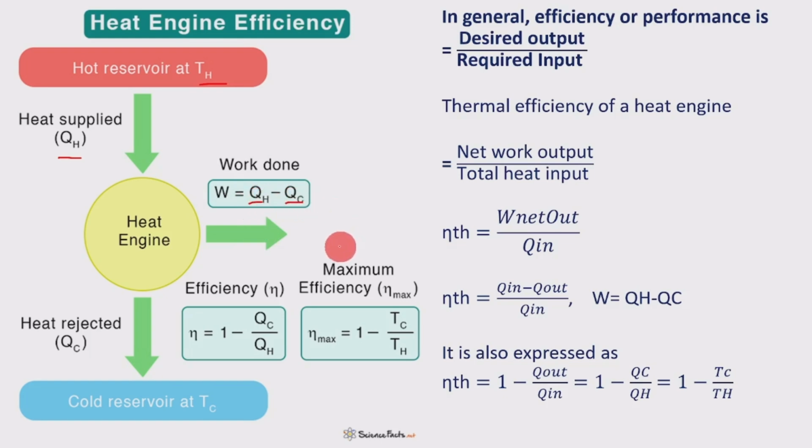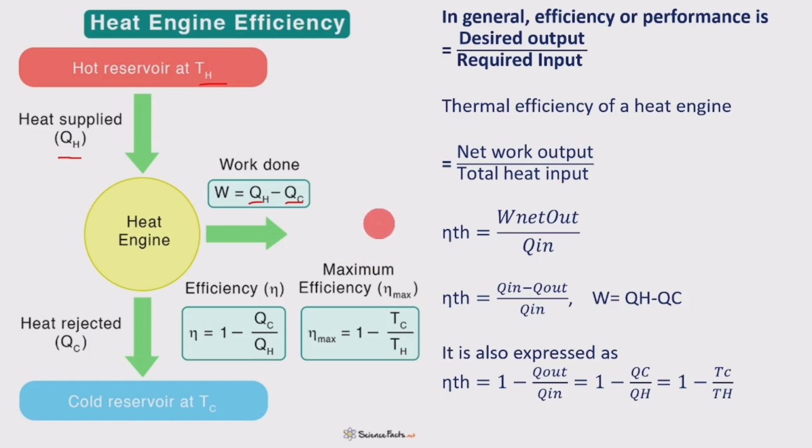Then generally we know that the efficiency will be the output to the input. The output is the work done required. Then the input is the heat supplied. Therefore, this can be taken as QH minus QC by QH, and after simplifying we can write eta is equal to 1 minus QC by QH. And in terms of the temperature, if we substitute this QC and QH, we are going to get the maximum efficiency. Then eta max can be given as 1 minus TC by TH, is the maximum efficiency.